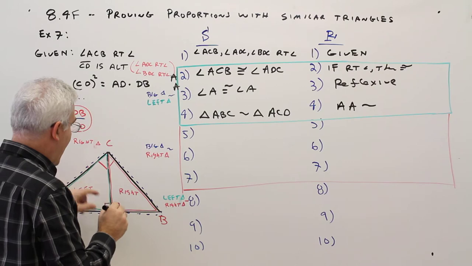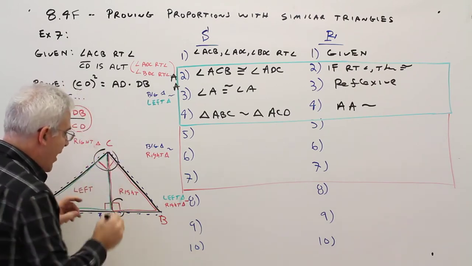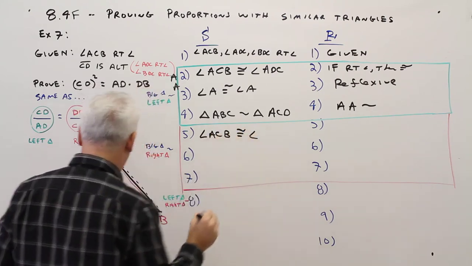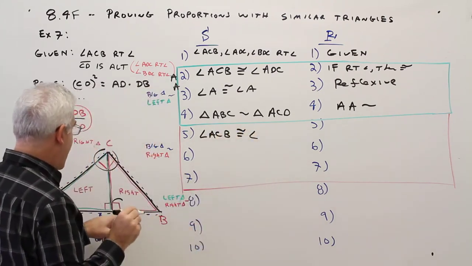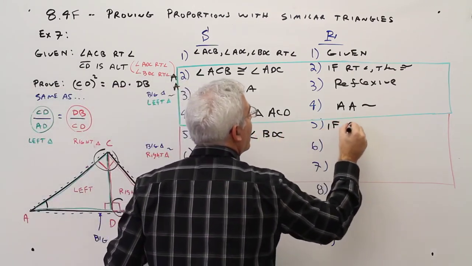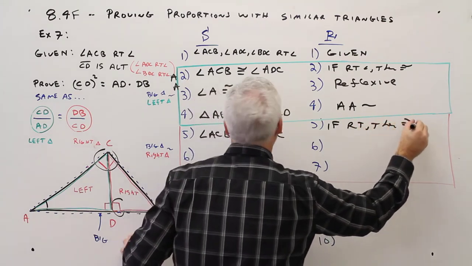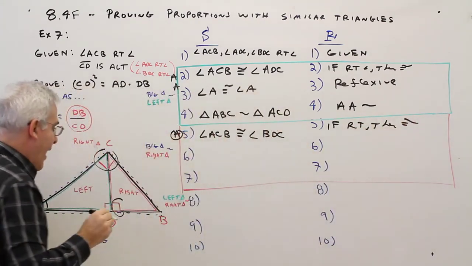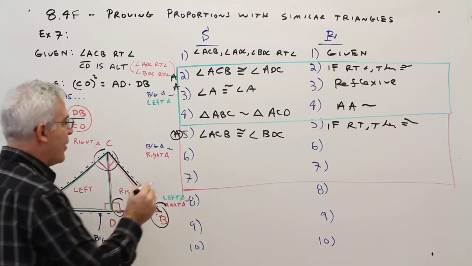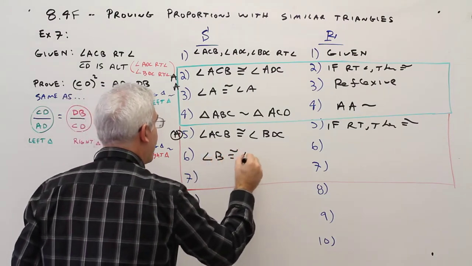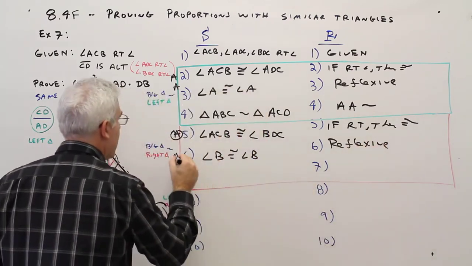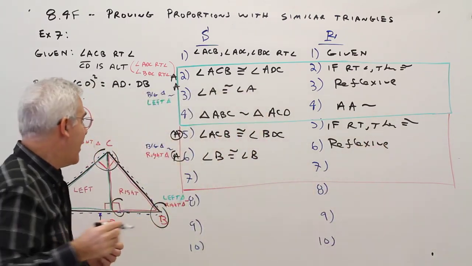Okay, so for big to right, they both share a right angle. So angle ACB is congruent to angle BDC. And I'll say if right, then congruent. Then they both share this angle B over here. Angle B is congruent to angle B. That's by reflexive. So now they're similar by angle.